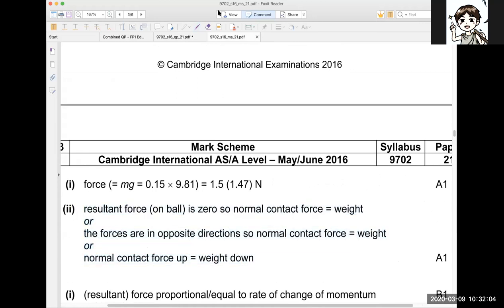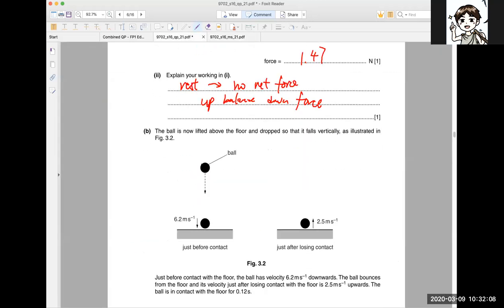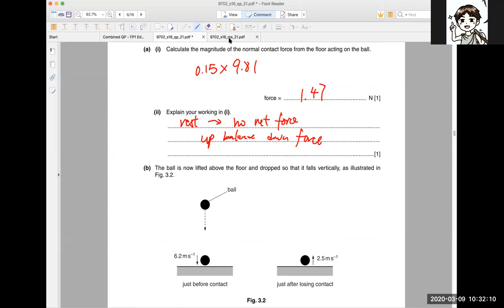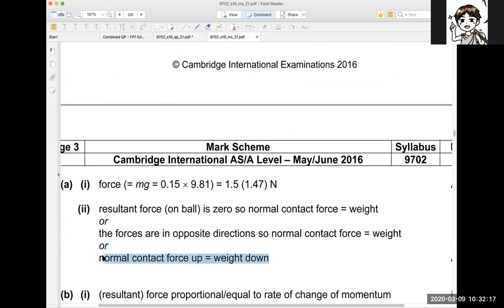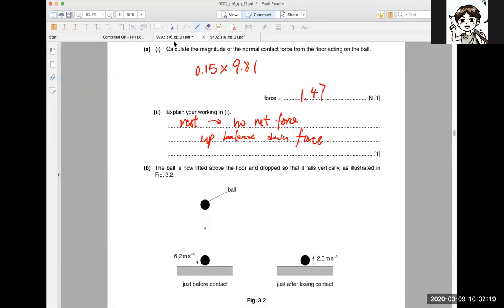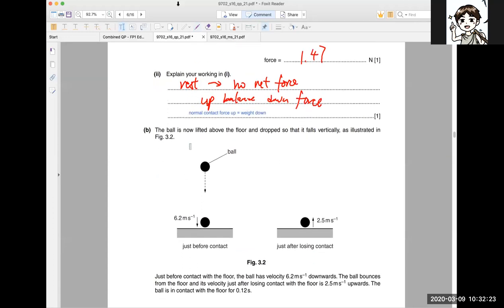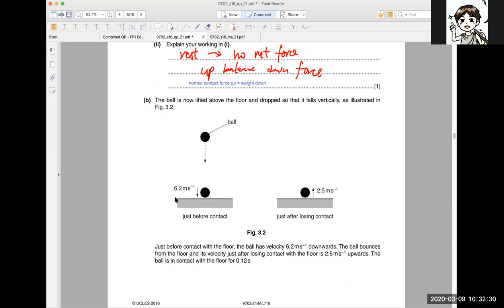But it's better for you maybe to write down like this one: the normal contact force equal to the weight downwards. And then just write the sentence here. Let's go on to the next part.